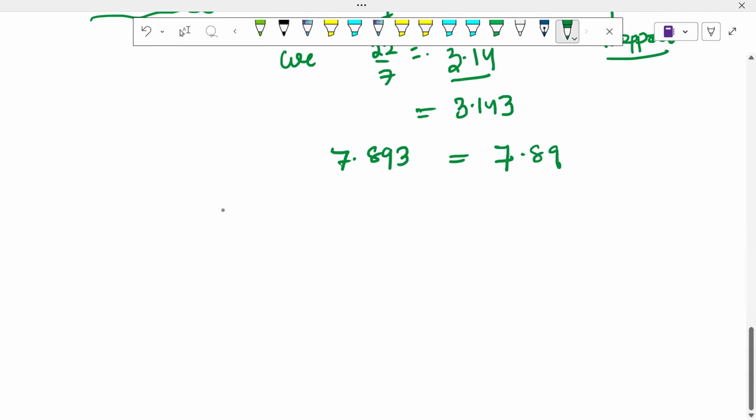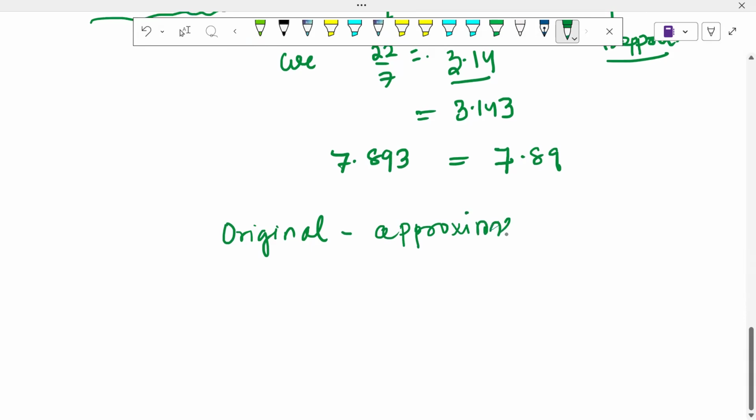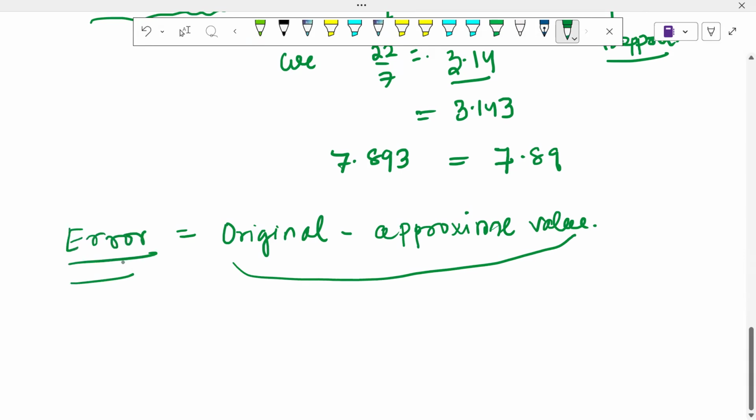Suppose the original value and the considered value, or approximate value, whatever we consider, are different. When we subtract the approximate value from the original value, we come to the error value. So whenever we discuss error, what is error?